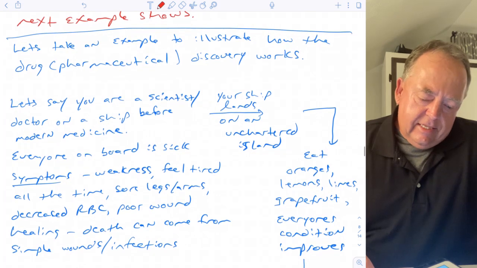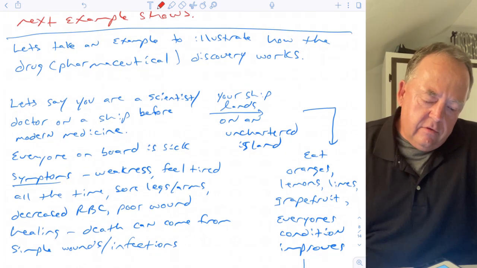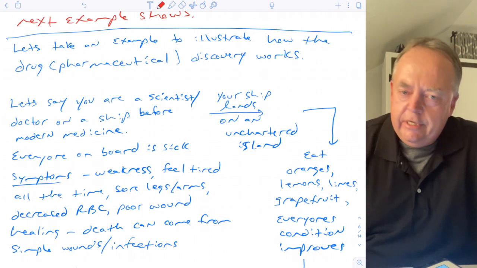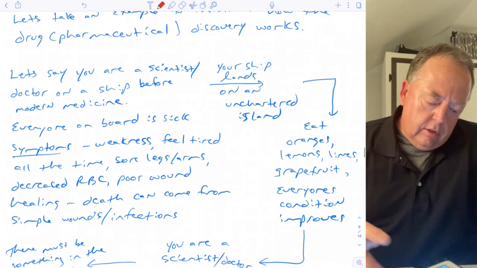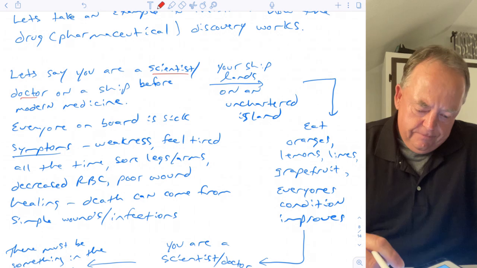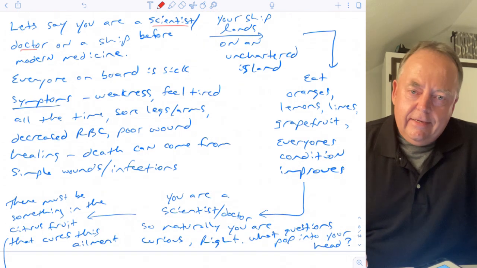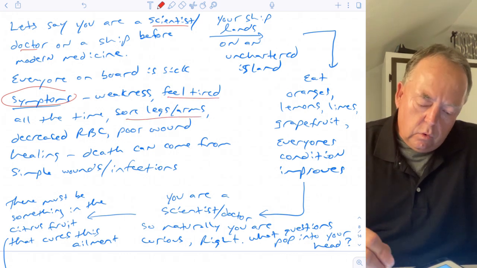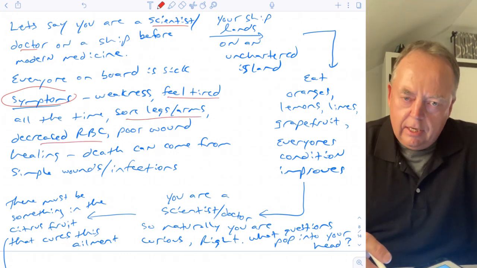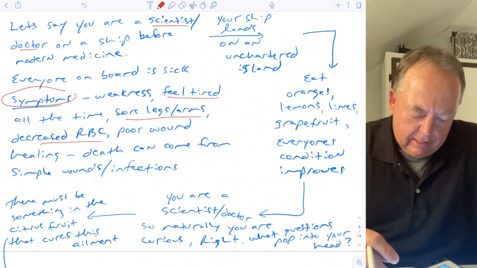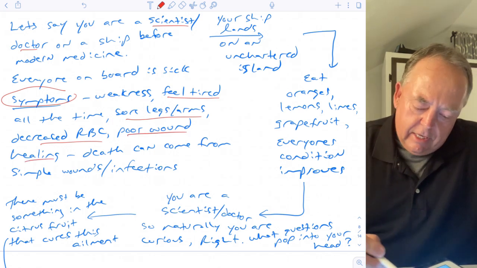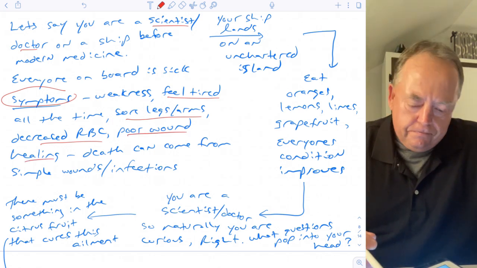Okay, so let's take an example to illustrate how this works and how this can be used for drug design, for drug discovery, so pharmaceutical agent discovery. Let's say that you're a scientist, a doctor on a ship before modern medicine. Everyone on board is sick. Their symptoms are weakness. They feel tired all the time, sore legs and sore arms. They have decreased red blood count. Since it's before modern medicine, I don't know how you would determine that, but we'll assume that you know that. Poor wound healing, so death can come from simple wounds and infections.